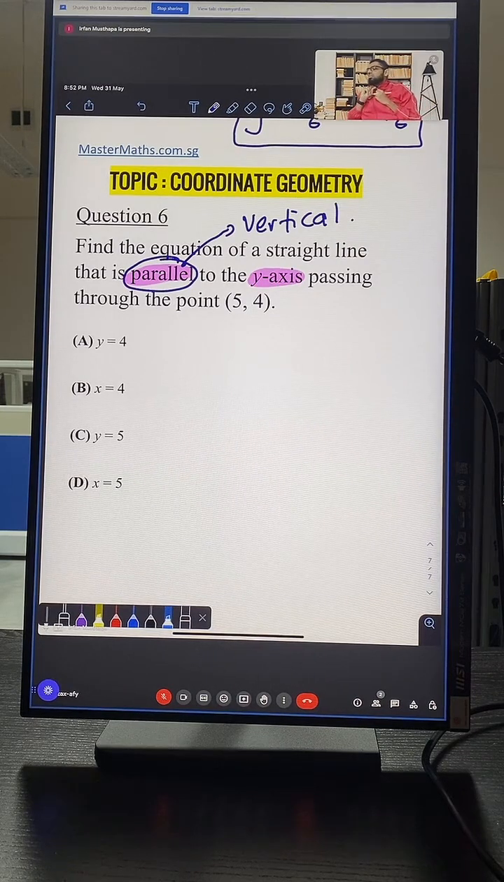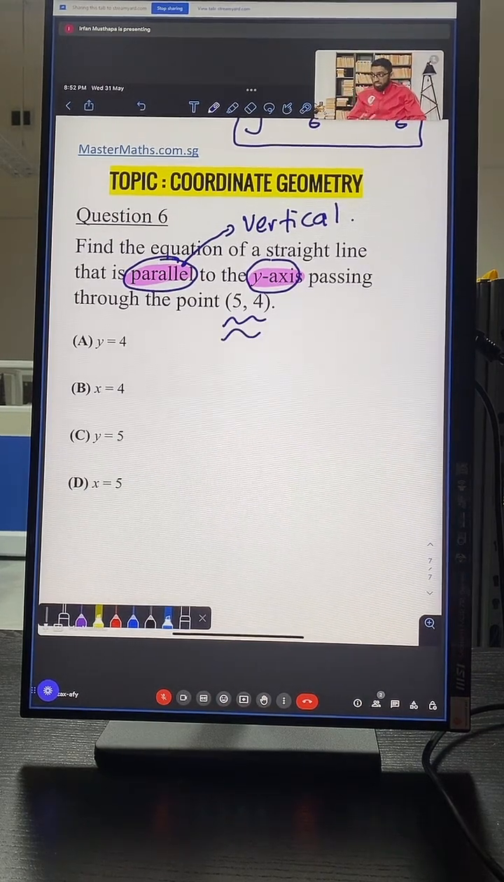Which grade is this? This is actually grade 8, I believe, in the American context. In Singapore, it's Sec 2, secondary 2. And this is parallel to the y-axis and passes through 5 and 4. What's your answer? A, B, C, or D?